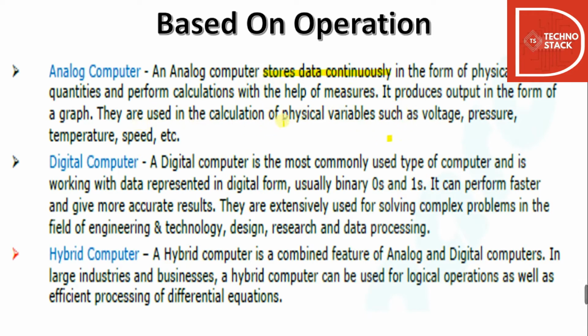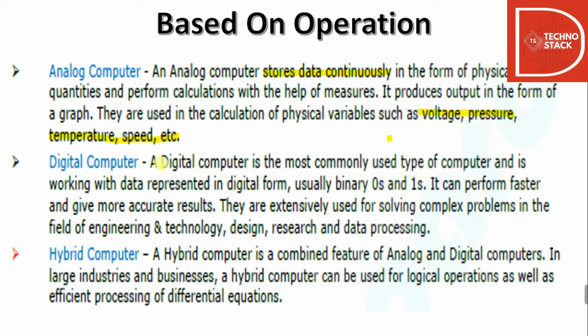They are used in calculations of physical variables such as voltage, pressure, temperature, speed, etc. They are not used in common use. They are majorly used in industries whenever you want to measure voltage, pressure, temperature, speed, etc. in big industries and companies. So this is where you use analog computers.